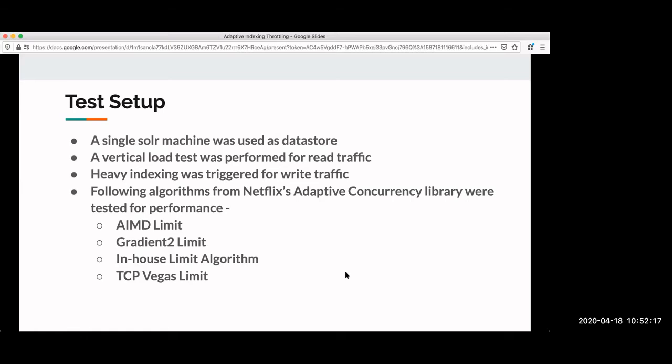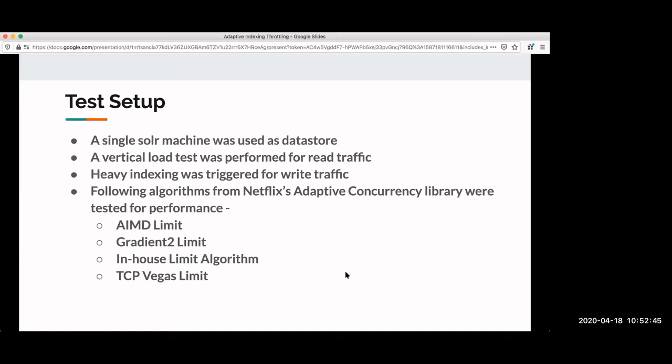So in the test setup, we are doing heavy reads, heavy writes, and employing one of these algorithms for every round of testing and seeing how it performed on read and write numbers. Like how much time did it take to index all the data, or how much were the response times, how was the degradation in response performance, read performance. So those are the things we compared these four algorithms on.